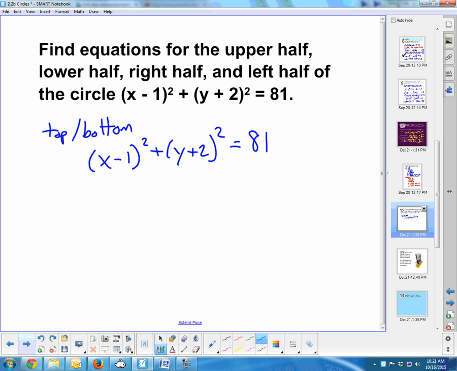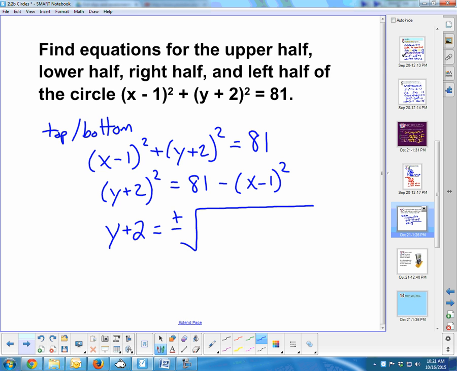So if I solve for y, I'm going to simply start by moving the entire set of parentheses, x minus 1 squared, over to the other side. I'm just going to subtract it from both sides. I'm not going to expand it out. I'm not going to do any distributing. I'm just going to leave it as is. And then to start getting at the y, I'm going to eliminate the squared on y plus 2 squared by simply taking the square root of both sides. And once again, I'm not going to expand anything out. I'm just going to leave it as is.